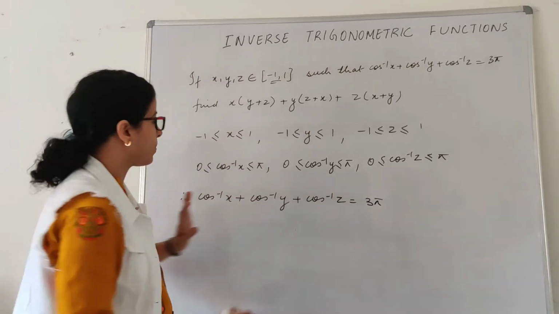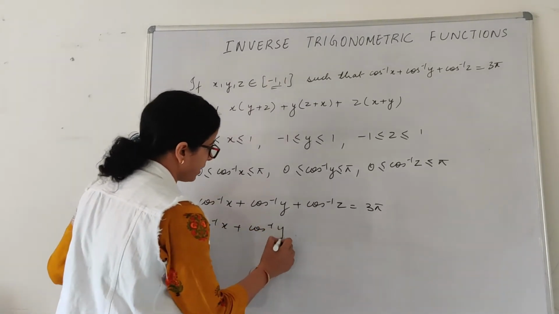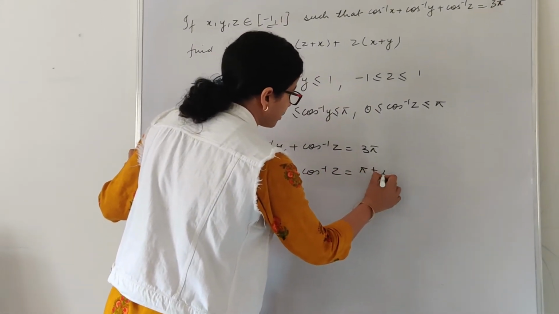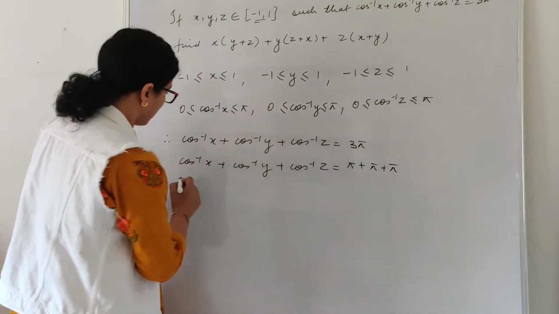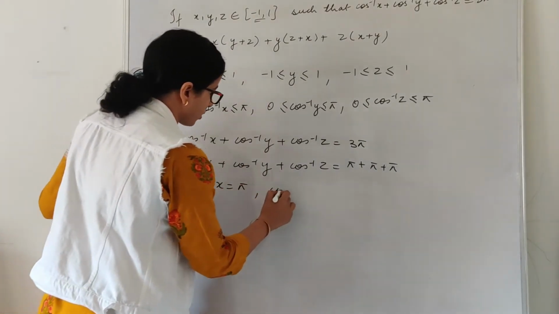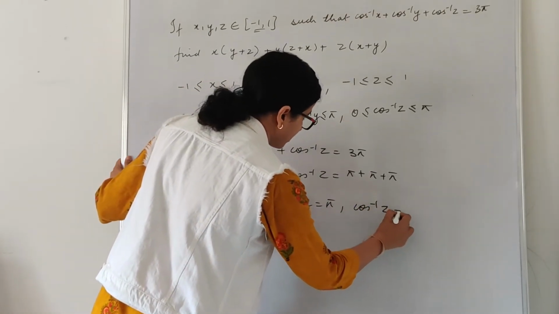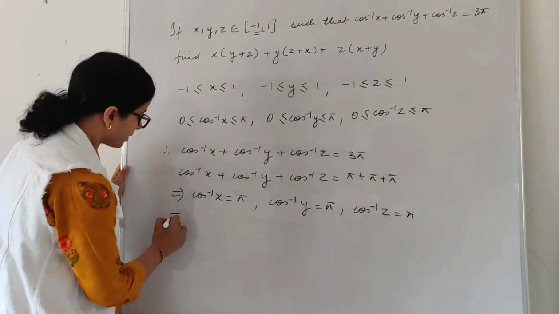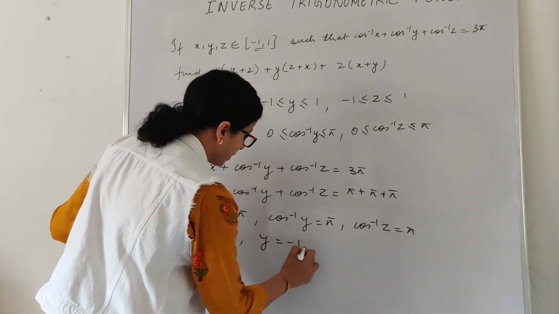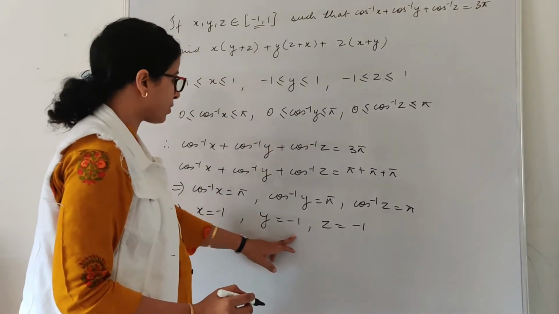It's given equal to 3 pi. So I can write cos inverse x plus cos inverse y plus cos inverse z is equal to pi plus pi plus pi. Right. So what does that imply? It implies that cos inverse x is equal to pi, cos inverse y is equal to pi and cos inverse z is equal to pi, which implies x is equal to minus 1, y equals minus 1 and z equals minus 1. Now we'll substitute these values of x, y, z.